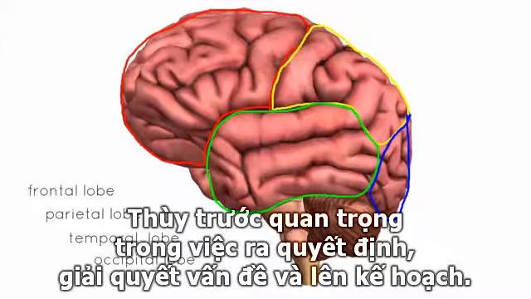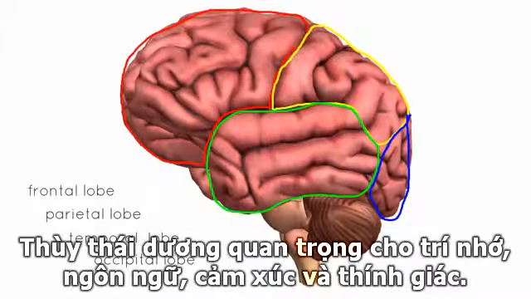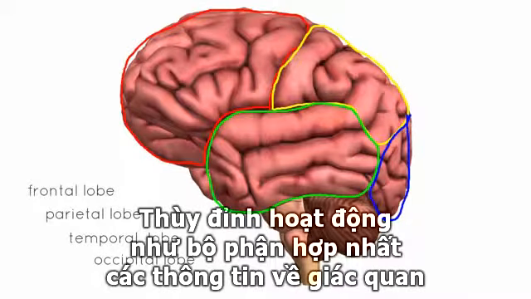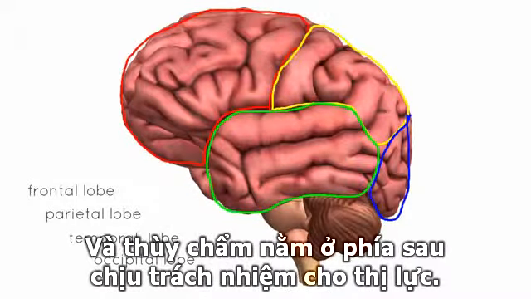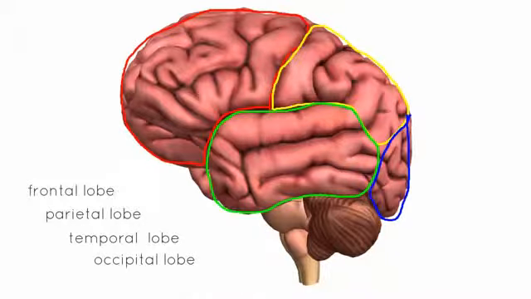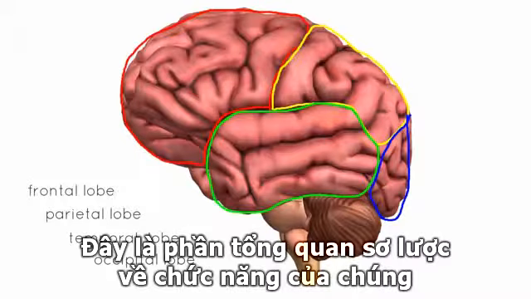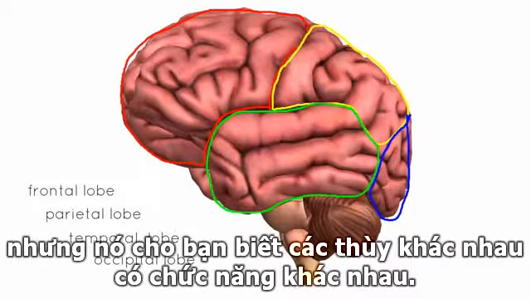The frontal lobe is important in decision making, problem solving and planning. The temporal lobe is important in memory, language, emotion and hearing, and the parietal lobe acts as a sort of integrator of sensory information, so it receives and processes sensory information. The occipital lobe sitting at the back is responsible for vision. So that's a very crude overview of their functions, but it gives you an idea that different lobes have different functions.